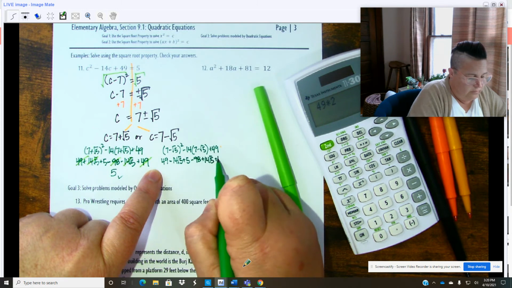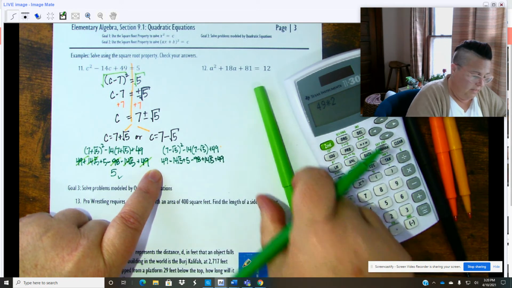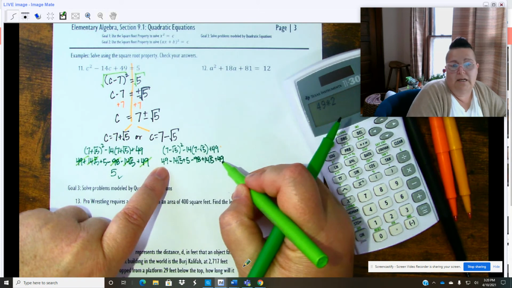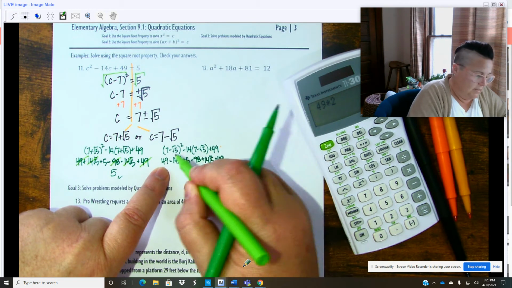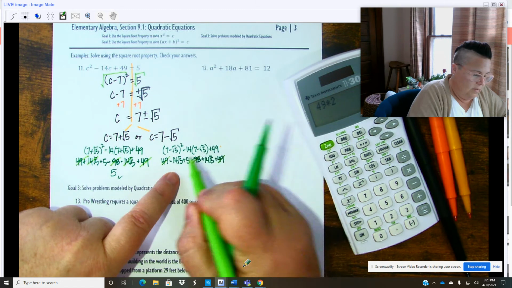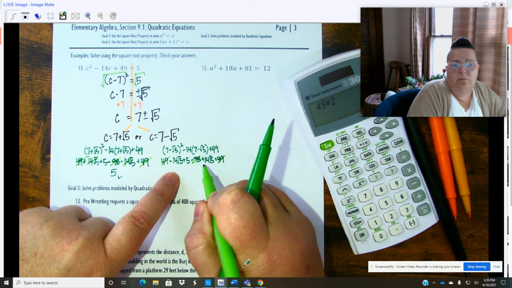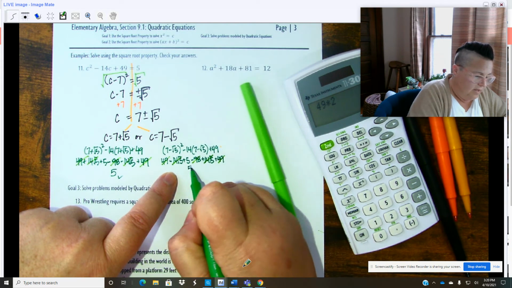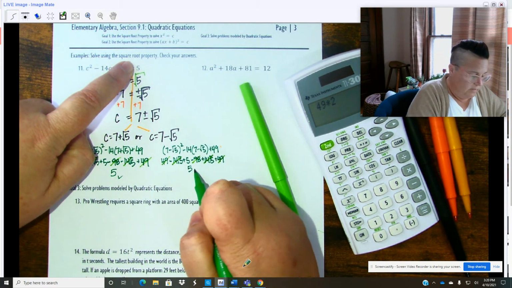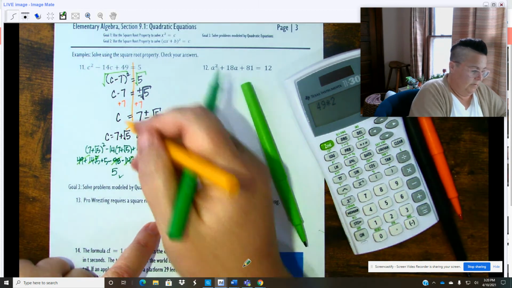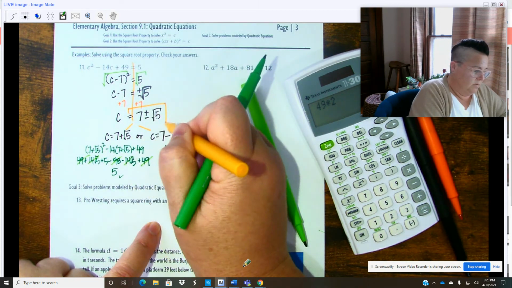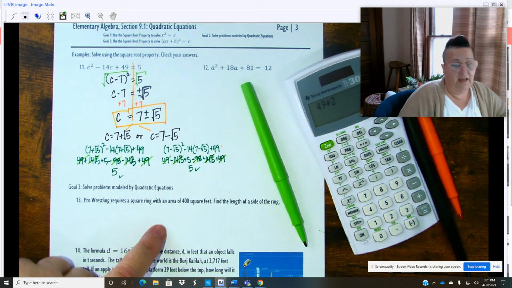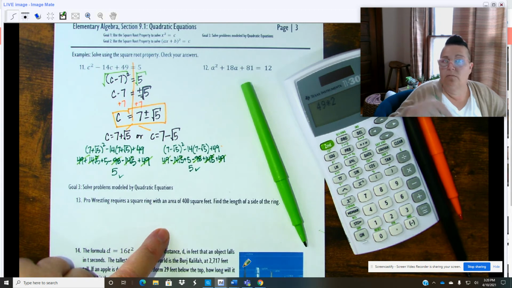Minus 14 times a minus square root of 5 is a plus 14 square root of 5, plus 49. Okay, now what will cancel? The 49 and the 49 again is 98. Minus 98 is zeroing out. Minus 14 square roots of 5 plus 14 square roots of 5 cancel out. And I'm left with just a 5, which was exactly what I was supposed to get. So this is it. C is equal to 7 plus or minus square root of 5. And I have my solutions. Okay. Problem number 12. Same idea.